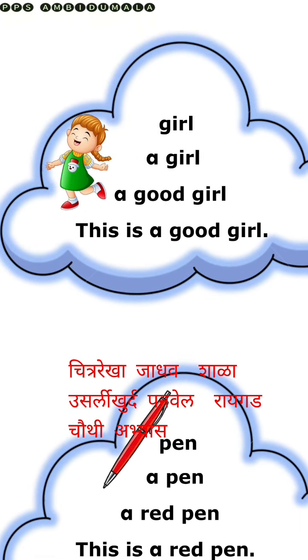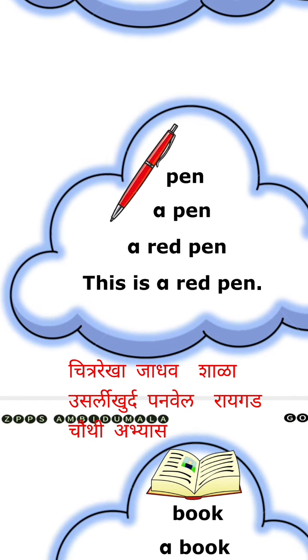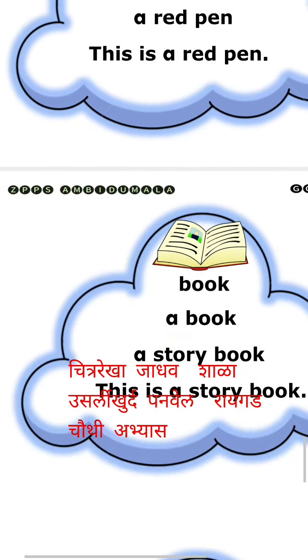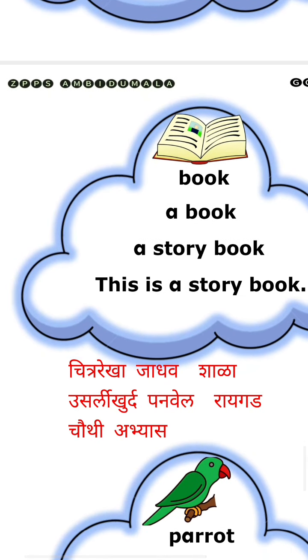Girl. A girl. A good girl. This is a good girl. Pen. A pen. A red pen. This is a red pen. Book. A book. A story book. This is a story book.